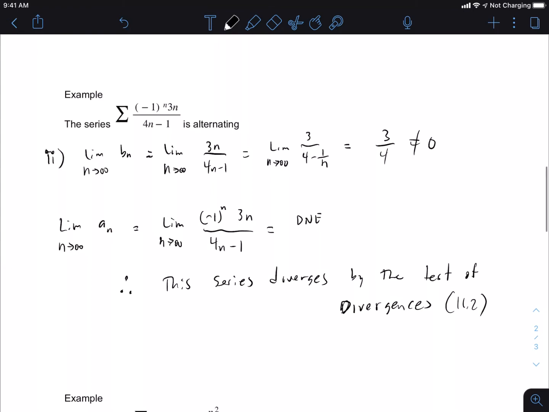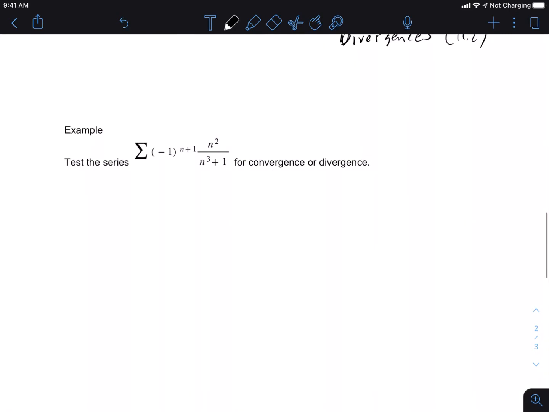Okay, let's look at another problem. In this problem, we're trying to decide if this is going to be convergent or divergent. I'm going to look again at the b sub n, and my b sub n is n squared over n cubed plus 1. We can see that the denominator is bigger than the numerator, and so as n gets bigger and bigger, this thing is going to be decreasing, right? But we don't know if that's going to make it converge. So we need to look at some things.